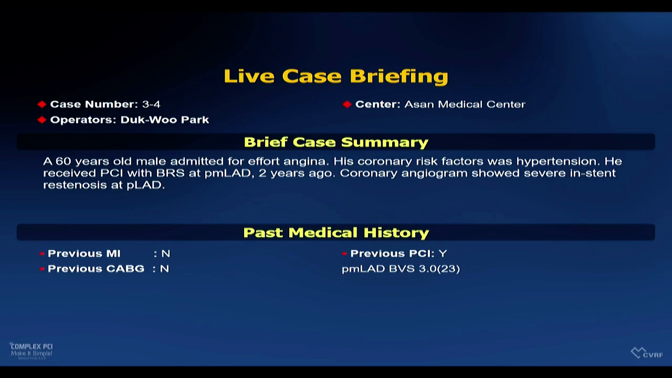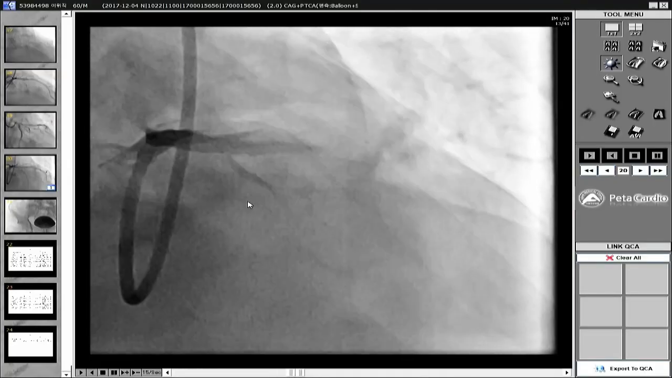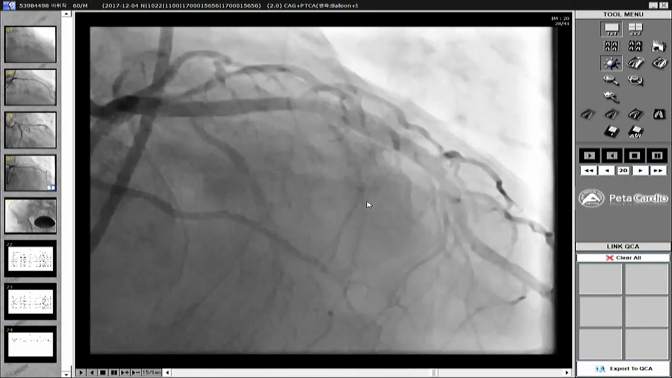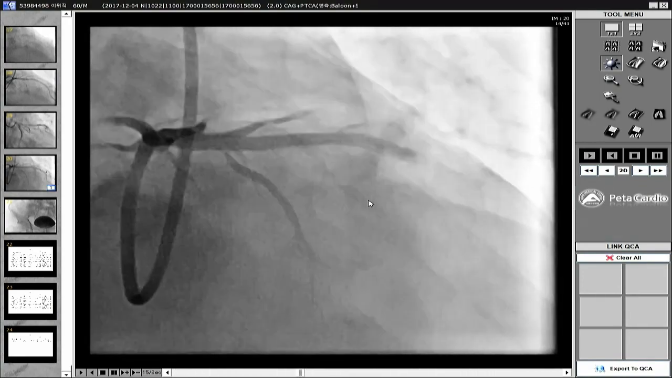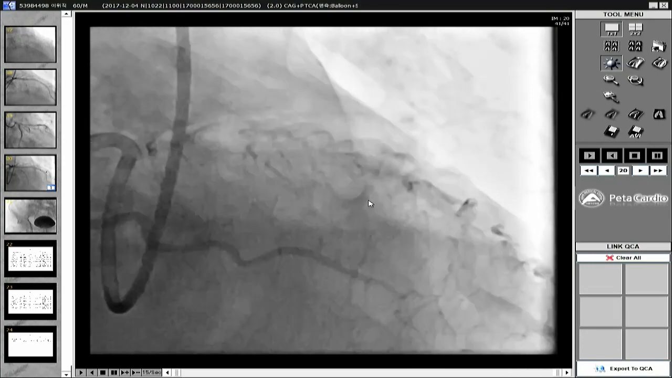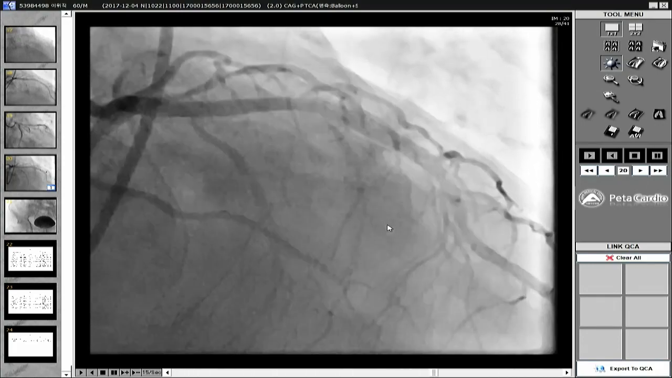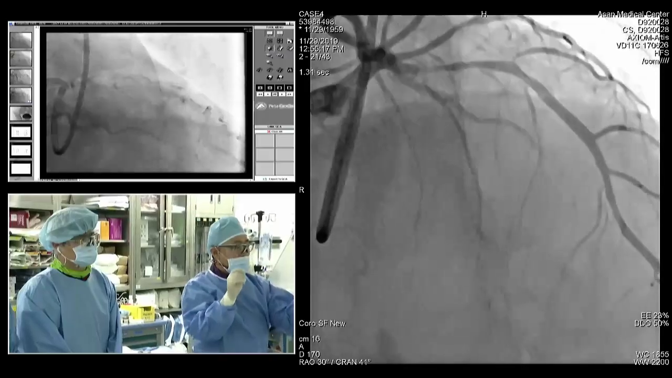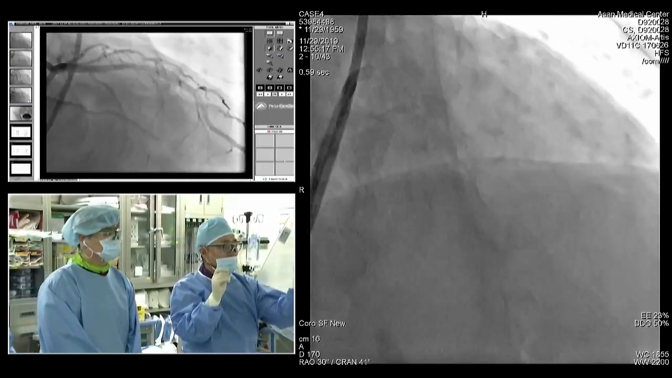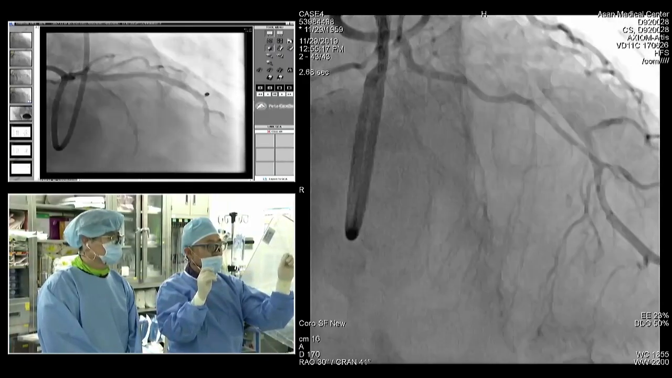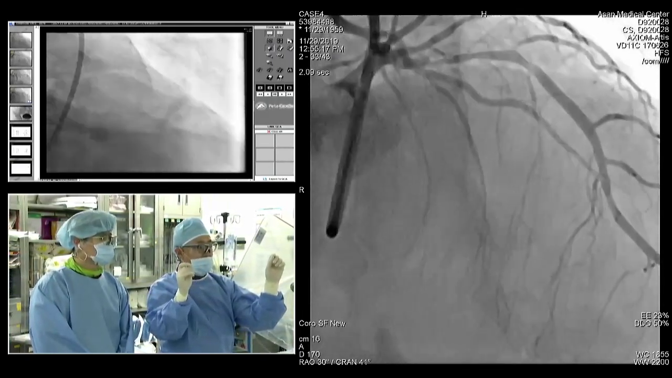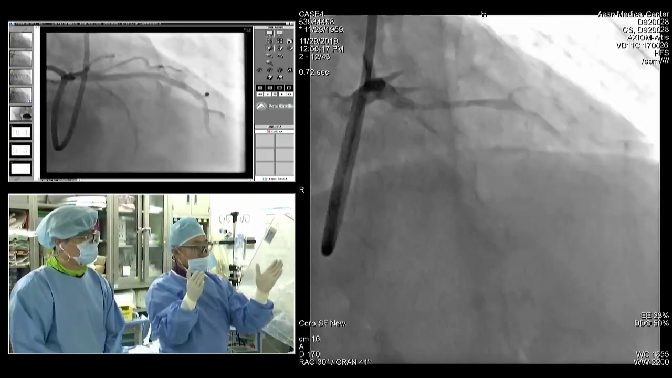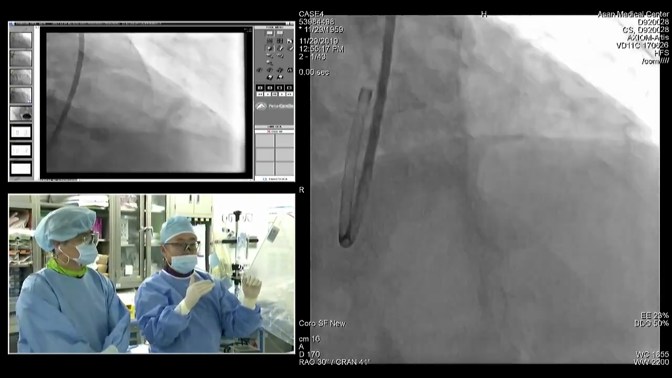Could you show us the first angio view? The patient recently complained of recurrent chest pain at minimal effort. This is the RAO cranial view, and we can see two platinum markers. The proximal part is nearly at the ostium, and the mid LAD shows very severe calcification.